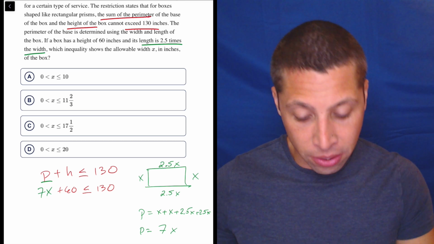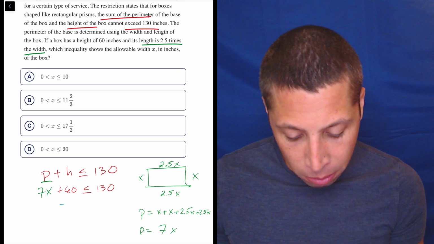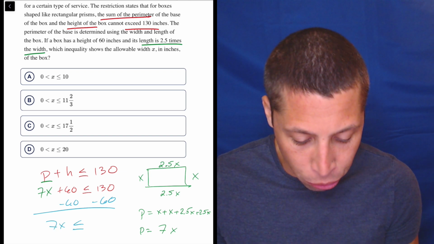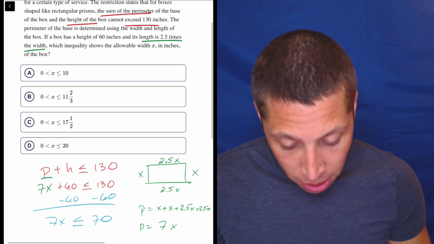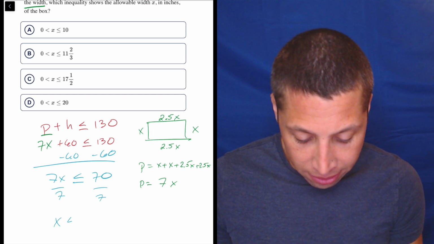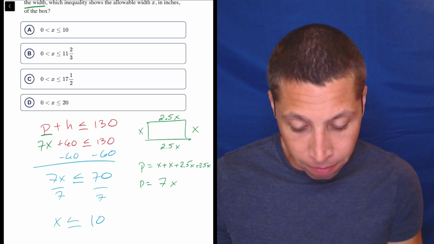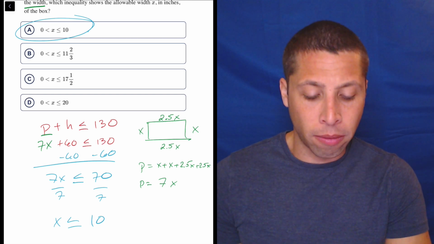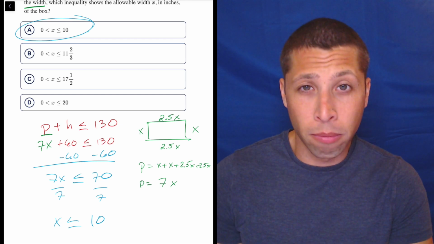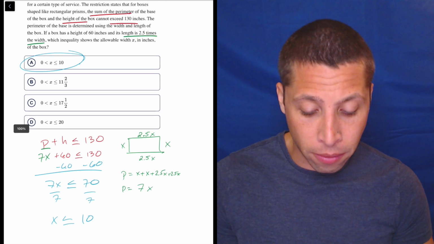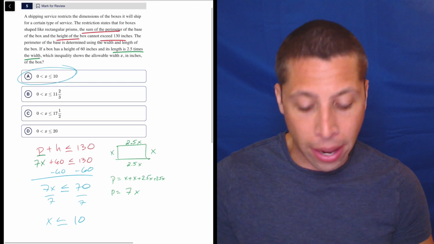And look, we can solve this thing, right? So what would we do? Let's subtract 60 from both sides. 7x is less than or equal to 70. And then divide by 7, and x is less than or equal to 10. Done. Now, why is the 0 part there? Well, basically it's a dimension, right? So you can't have less than 0, or even 0 as a dimension, otherwise the thing doesn't exist. So that's part of it, but that doesn't really affect how we think about it.